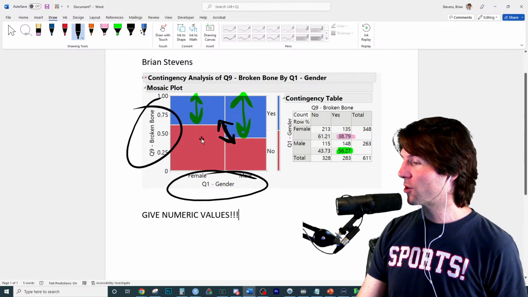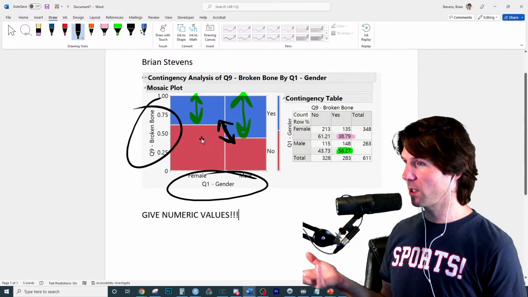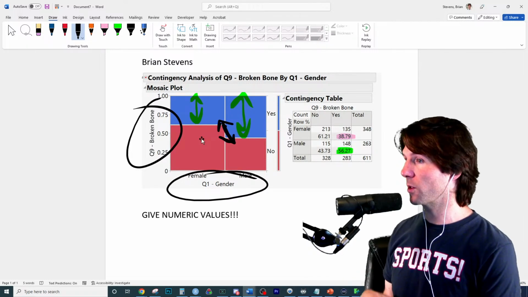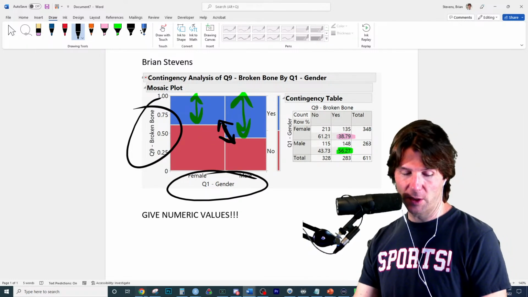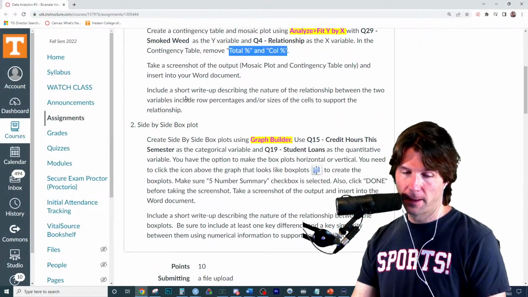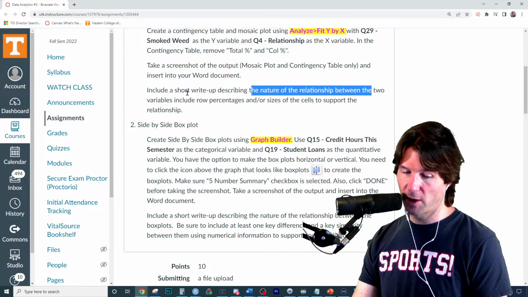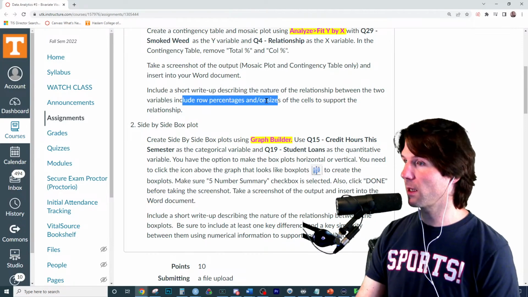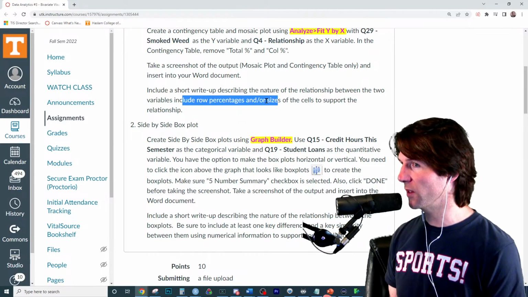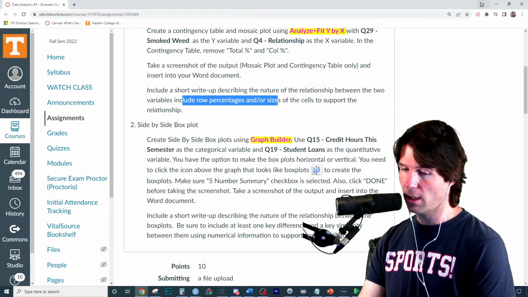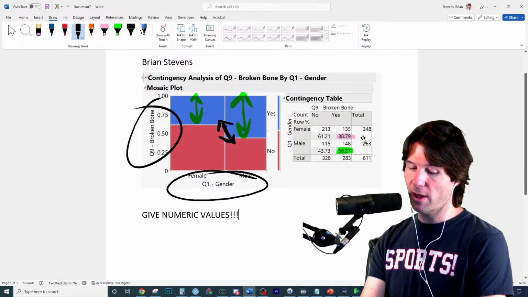It's a bummer. So with this right here, there does look to be some sort of association. Does that make sense, Blake? And then you want to quote the numbers. You want to talk about the nature of the association. And that's what the assignment should be mentioning right here. So we've done that. Include a short write-up about the nature of the association between the two variables. Include the row percentage or the size of the column. So you could mention the numbers, that's the counts in the values. So any questions on the mosaic, you need to make sure to be quoting these values.